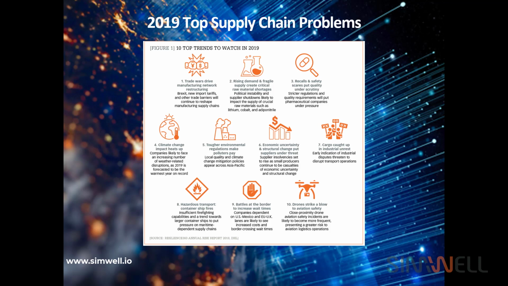Supply chain is becoming more volatile year after year, and adapting to these changes is becoming significantly important to maintain and grow a business. In 2019, there were a lot of factors that impacted the supply chain. That included trade wars, tariffs, demand changes, critical raw material shortages, recalls, quality control, climate change, tougher regulations, and obviously economic uncertainty, and so on.